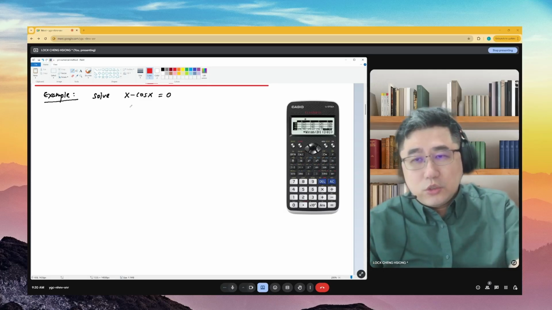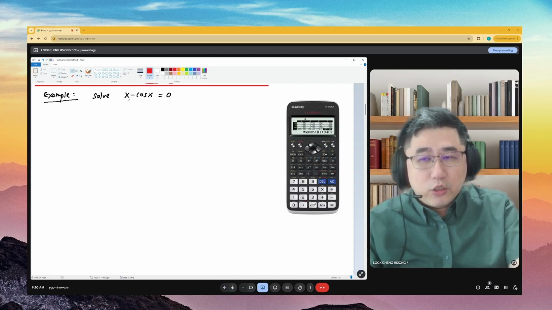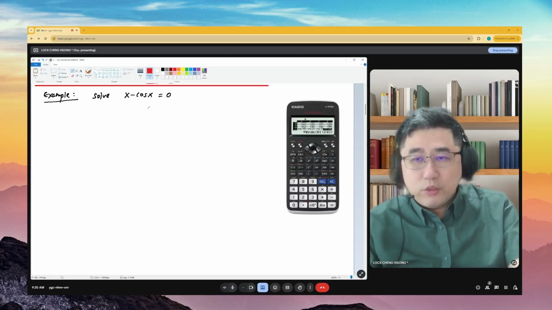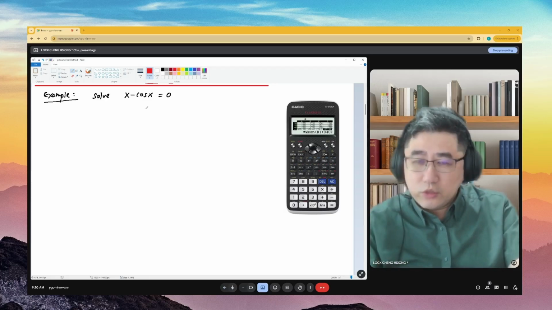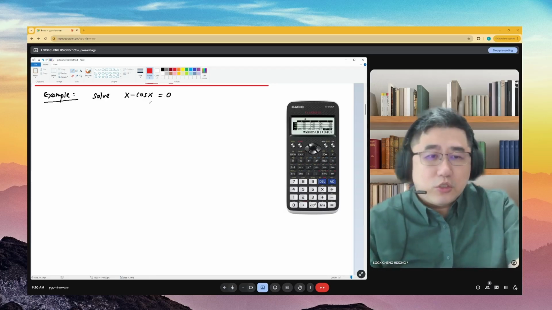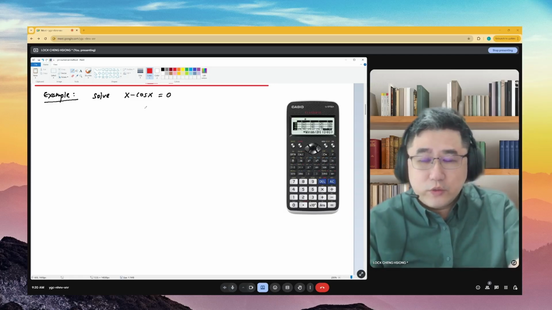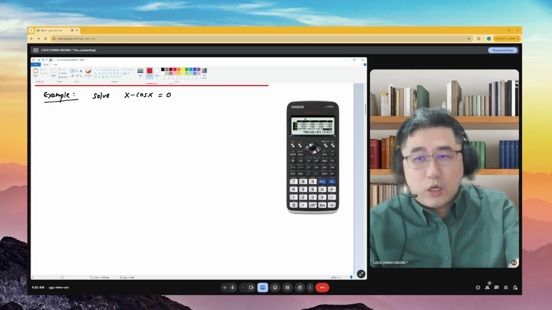Although the equation given is x minus cos x equals 0, the problem is, is there a solution? If there is no solution, there's no point that we attempt it. So there must be a solution first before we can try it.